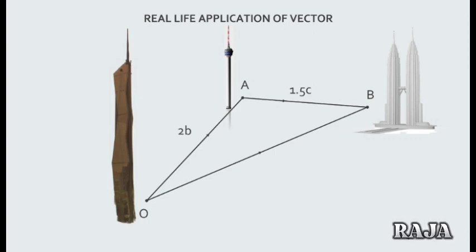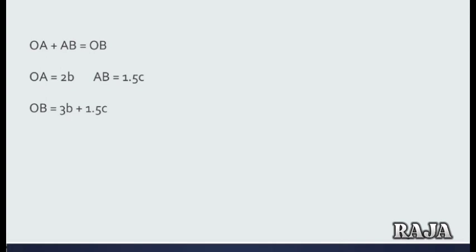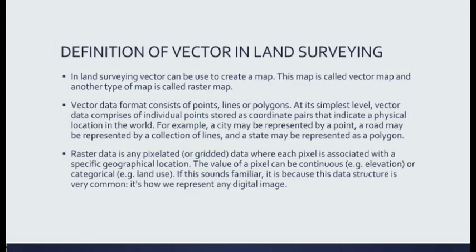In a real life application of vector, OA plus AB equals OB. OA equals 2B, AB equals 1.5C, so OB equals 3B plus 1.5C. Definition of vector in land surveying. In surveying, vectors can be used to create a map.